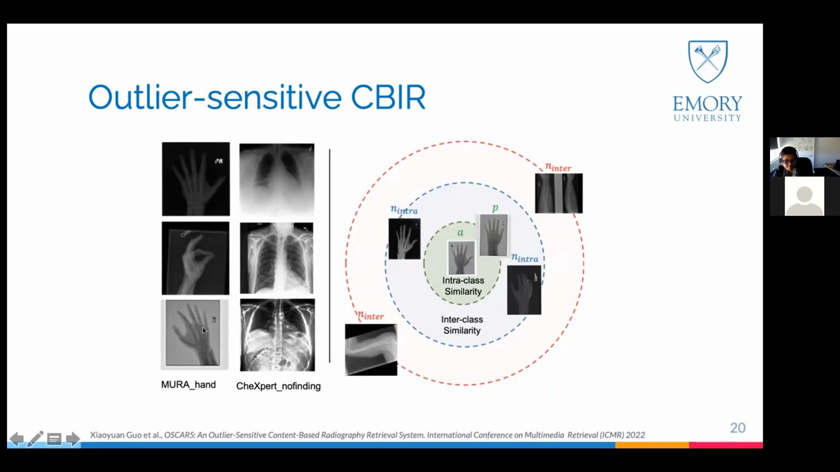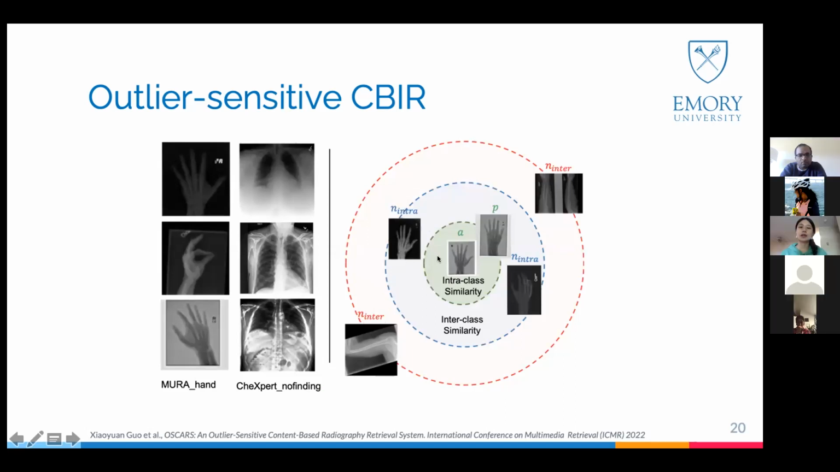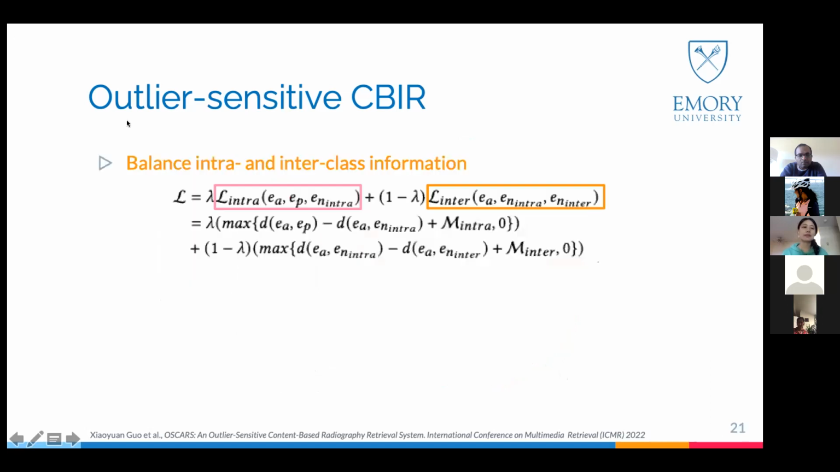But regarding the other classes, they are also close compared to the inter-classes. Like you have an anchor image, you have the positive image, and those are the intra-class negative images. But regarding the inter-class negative image, those intra-class negative images should be treated as positive, just regarding the inter-class differences.